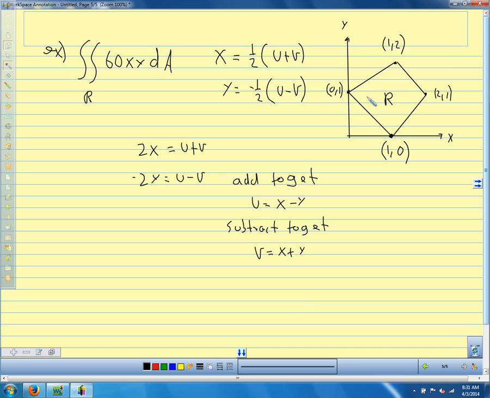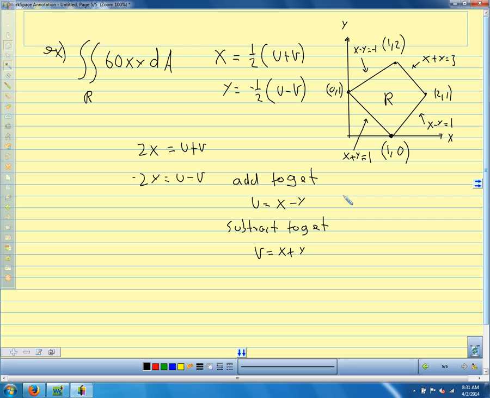Well, let's look at the boundaries of our region in the xy plane. If I find the equation of this segment, the equation of this segment is x minus y equals negative 1. The equation of this segment is x minus y equals positive 1. Doesn't look like it, but they are actually parallel. The equation of this segment is x plus y equals 3. And I can find that using the points. And the equation of that line segment is x plus y equals 1.